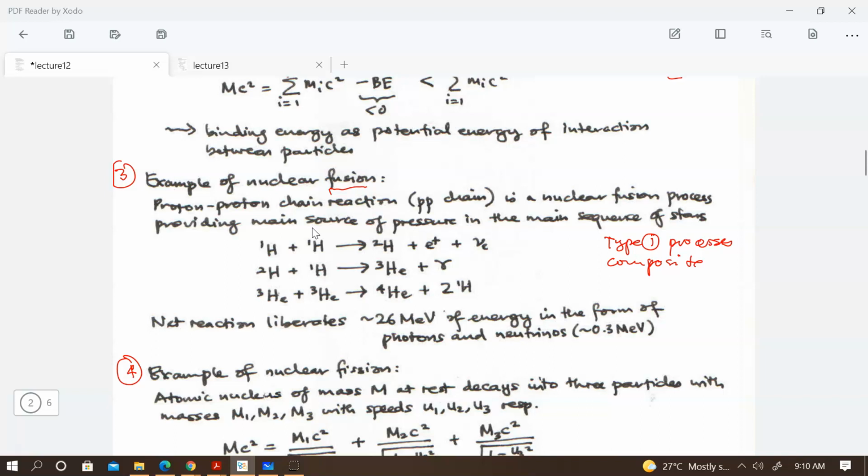Okay, you have a proton and a proton combining to form, I think, what is called a deuterium nucleus. So it's just a hydrogen atom with, if I'm not mistaken, a composition of 1 proton and 1 neutron. And this is the deuterium nucleus, and this is a positron, and this is essentially an electron neutrino.